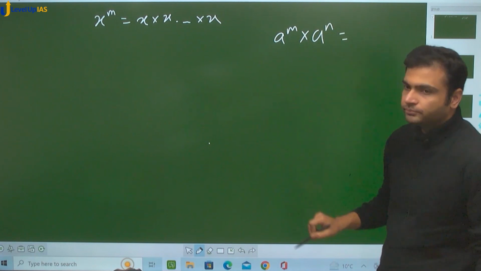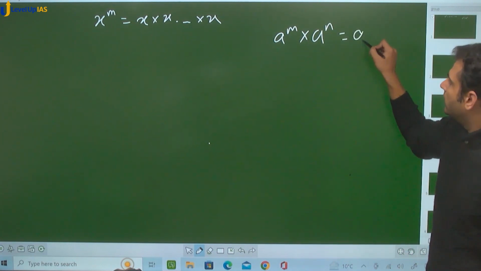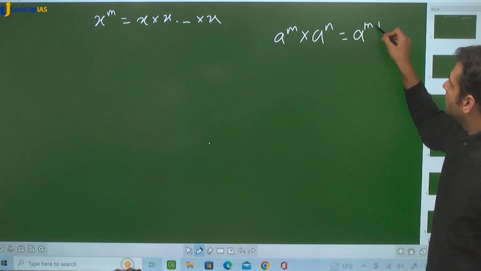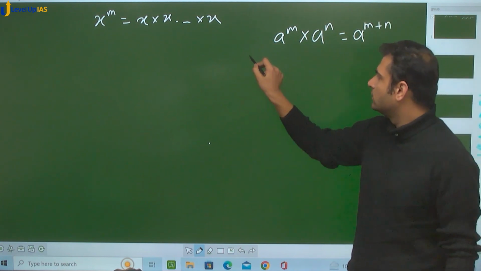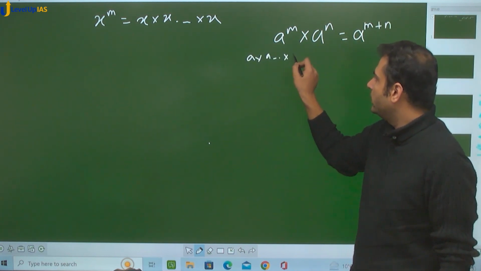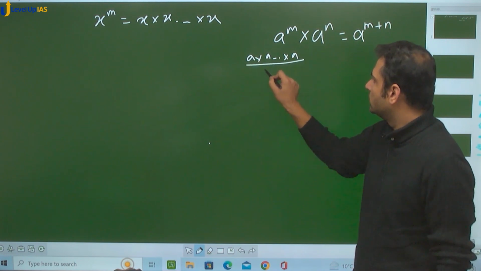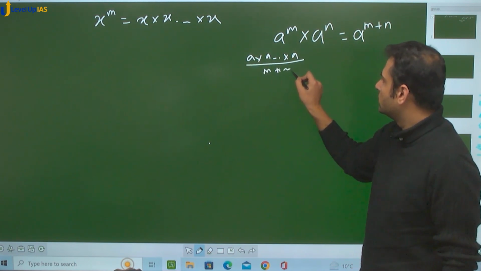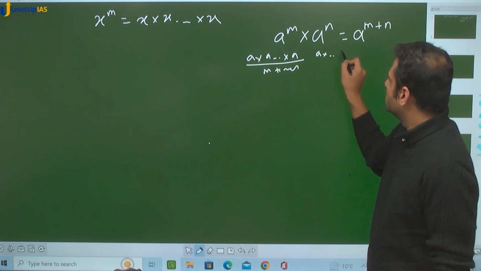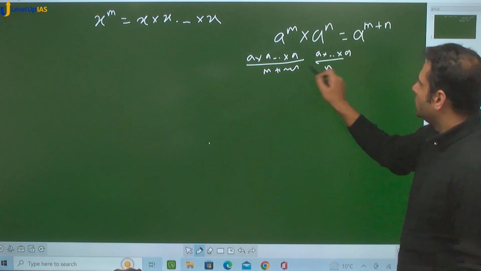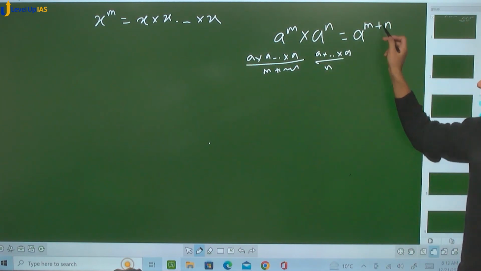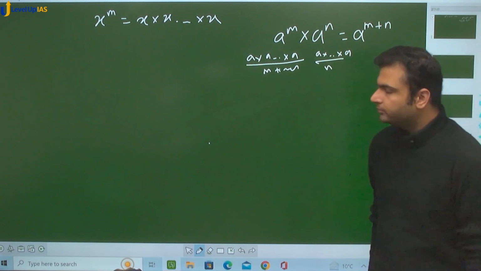What is this? A raised to m plus n. Why? This is a into a, m times, and this is n times. Total, how many times is multiplication there? m plus n times. Simple.